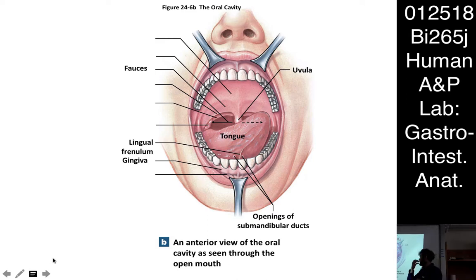But on either side of the lingual frenulum, you can see the two openings to the submandibular ducts.